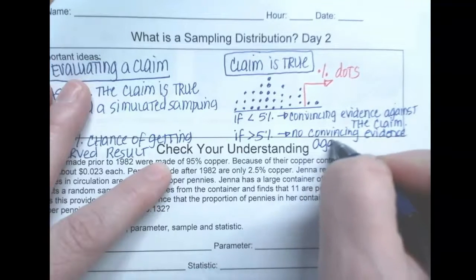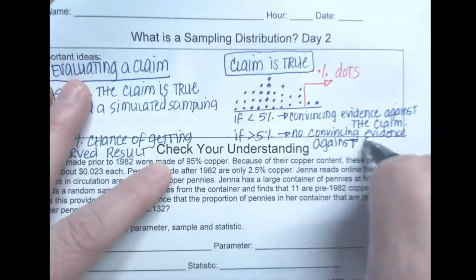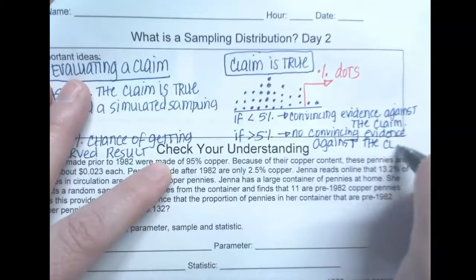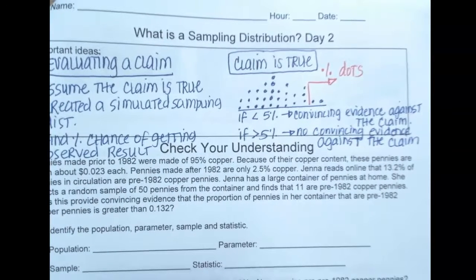Against the claim. All right. So this is the very basis. As we move forward, eventually we'll be writing hypotheses and testing which hypothesis we think. Do we find for the claim, or did we find for the alternative of whatever the claim could be?